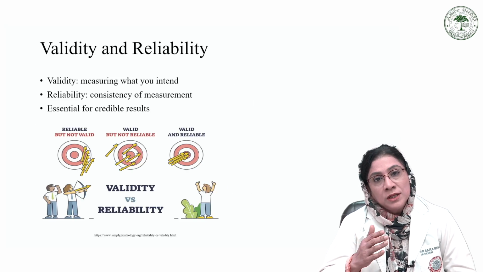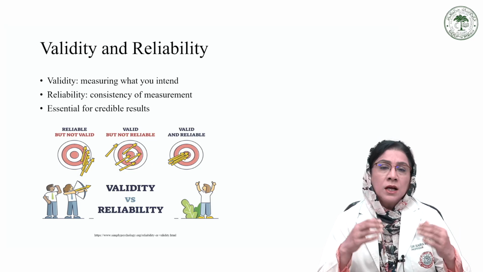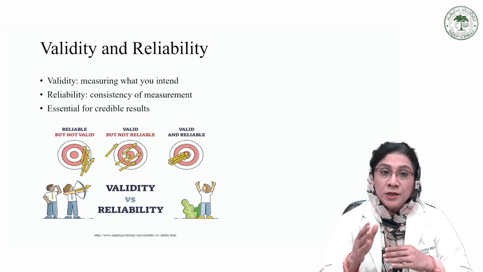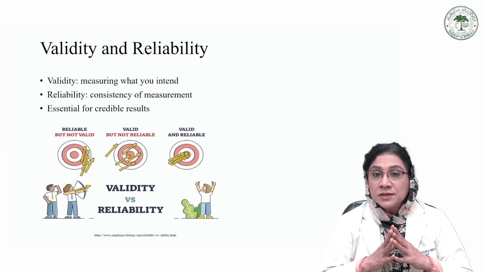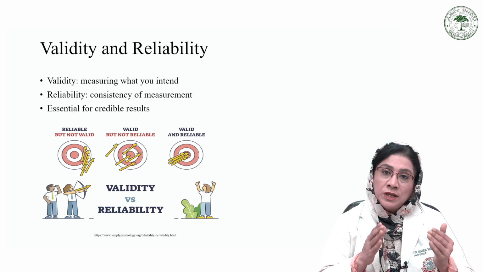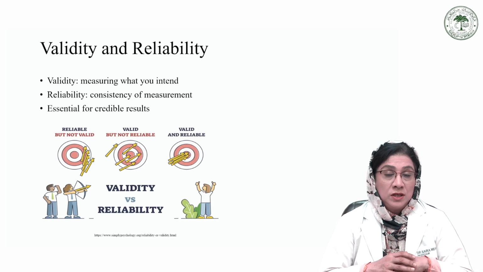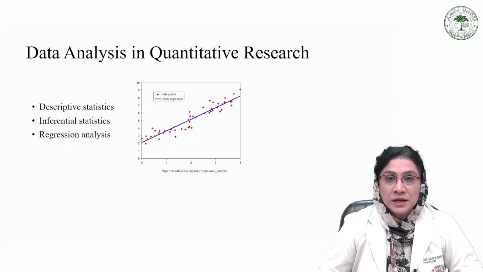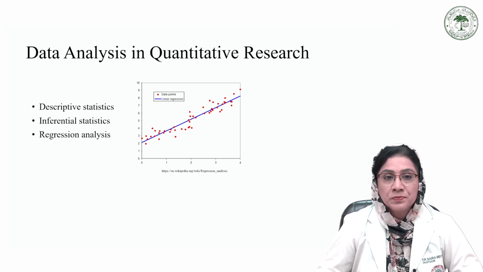Validity ensures that the study truly measures what it claims to measure. For example, a questionnaire on maternal health actually reflects maternal practices and not general attitudes. Reliability means that results are consistent when repeated under similar conditions. Both validity and reliability are non-negotiable for credible research in RCH. Quantitative analysis begins with descriptive statistics, percentages, means, and graphs that summarize the data.